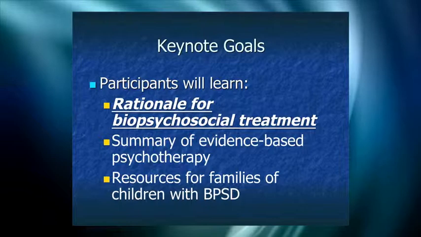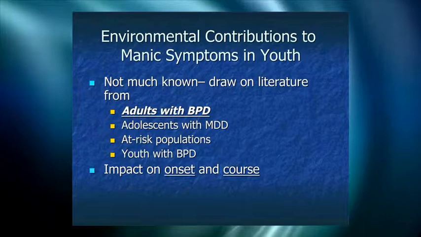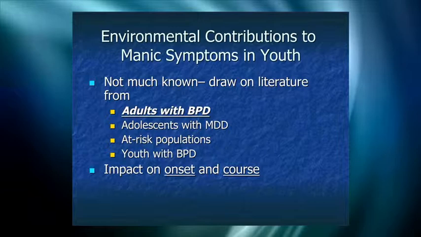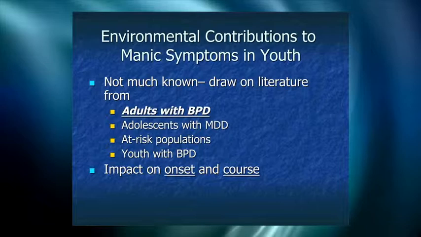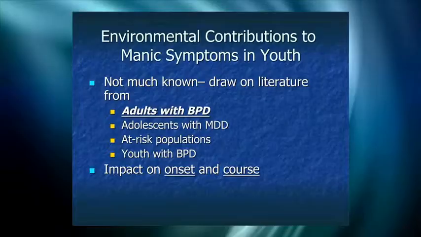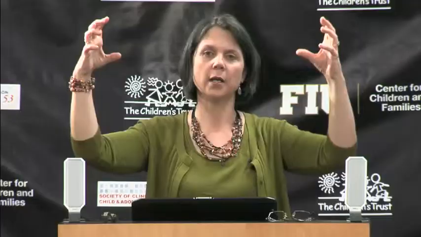So what do we know about environmental contributions to manic symptoms in youth? Not a whole lot. So I'm going to draw on literature from some related areas: adults with bipolar disorder, adolescents with major depressive disorder, at-risk populations, and the little bit that we know about youth with bipolar disorder. And as I'm talking about this, if you think about there's cause or etiology and course, course is when do you have onset, and then how does the course of illness evolve over time?